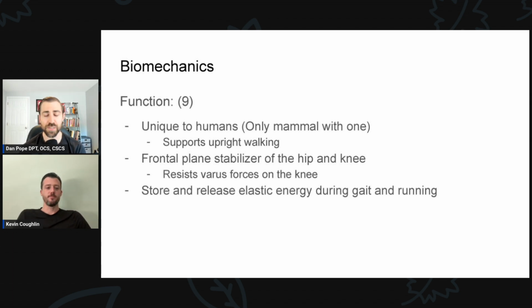And it seems, and these are all kind of theories, that it's a frontal plane stabilizer of the hip and the knee. And what it does do, and this is not a theory, is it resists various forces on the knee. So this becomes relevant from a treatment perspective, and we'll talk about this a little bit later. It also stores and releases elastic energy during gait and running. So the Achilles, I think, is 35 to 40% of running. The elastic storage is occurring in the Achilles. About 5% actually occurs in the IT band.